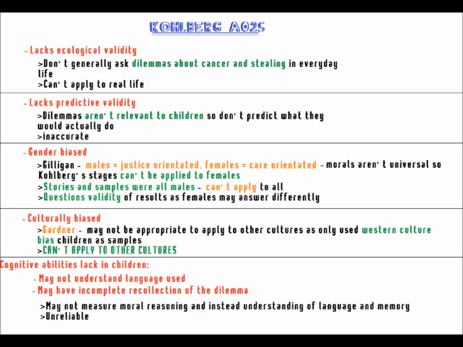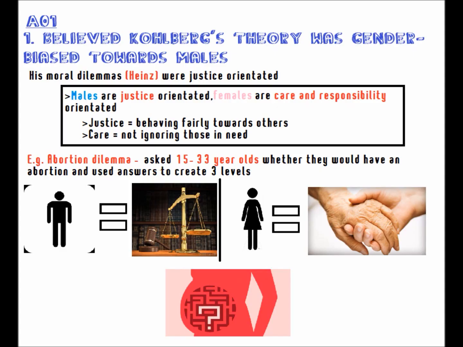Also, cognitive abilities may lack in children, as they may not understand the complex language used, or they may have an incomplete recollection of the dilemma. Therefore, the dilemmas may not measure moral reasoning and instead understanding of language and memory. Therefore, they're unreliable.